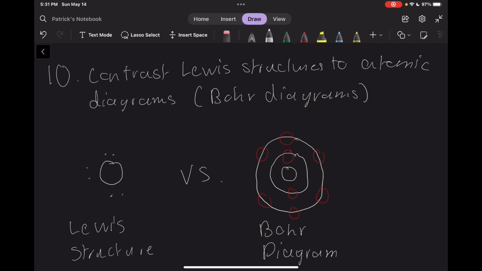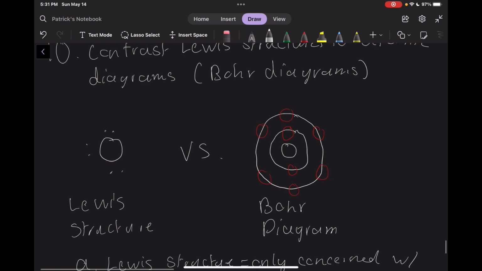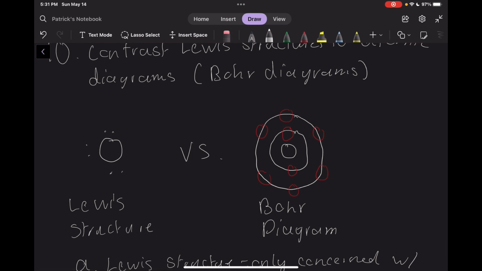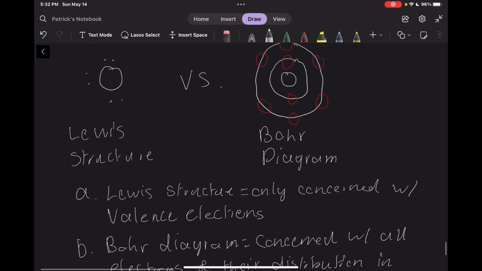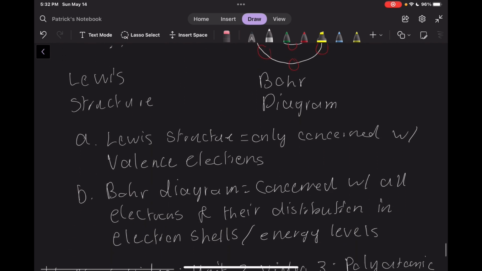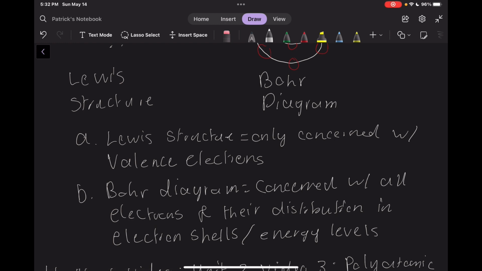One last note before we close. We previously looked at atomic diagrams called Bohr diagrams, although we didn't exactly give them that name then. These diagrams look like this one on the right, whereas Lewis structures look like the drawing on the left. Both these structures are commonplace in chemistry, and each have their uses, but they are different. Lewis structures are only concerned with valence electrons and the bonds that form when atoms share valence electrons.